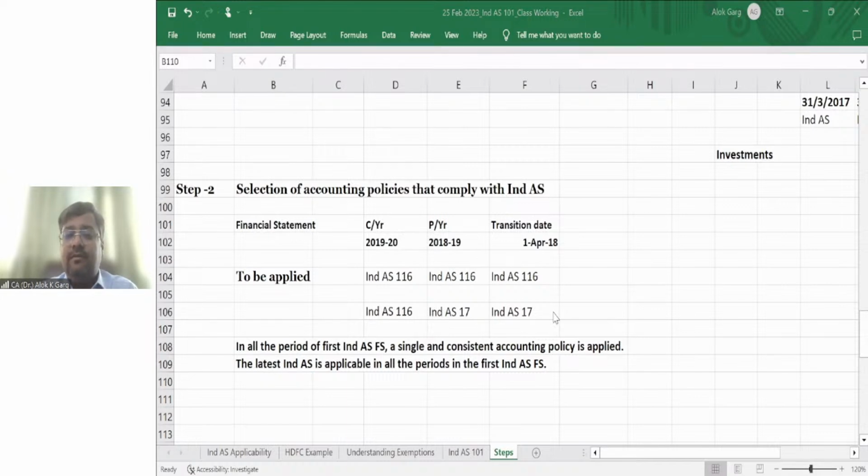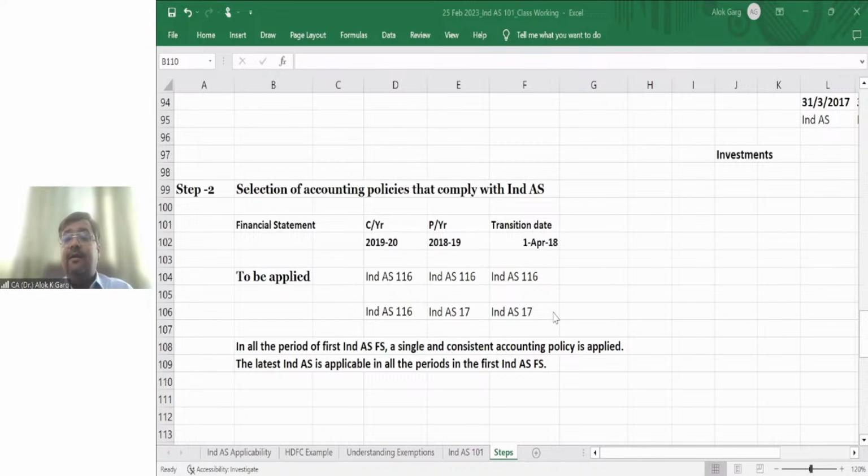Any doubt here? And you all agree and appreciate this also, right? There is no logic to apply the old Ind AS which has already been scrapped on the date of reporting, right? Because even in the next year you have to apply 116 only. You are not required to apply 17. Then why apply 17? Just start with the new one, right?